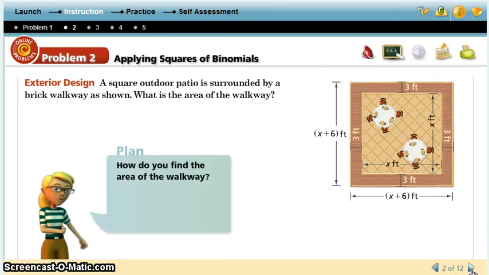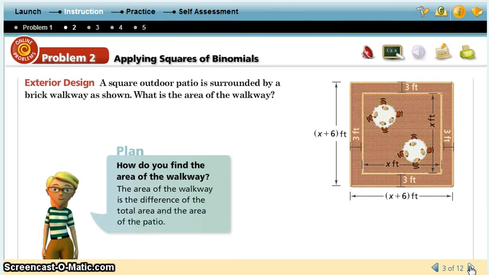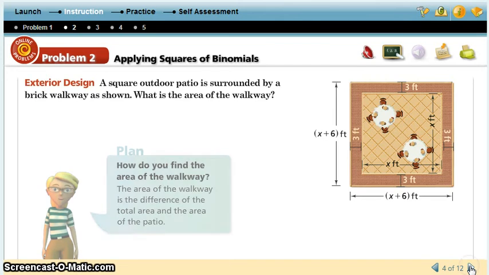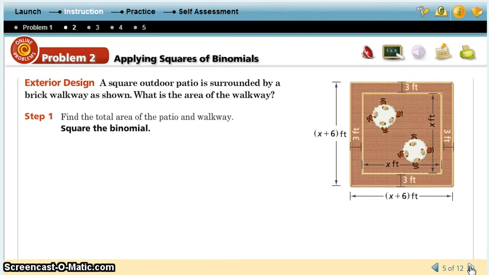How do you find the area of the walkway? The area of a walkway is the difference of the total area and the area of the patio. Step 1. Find the total area of the patio and the walkway. Square the binomial x plus 6.